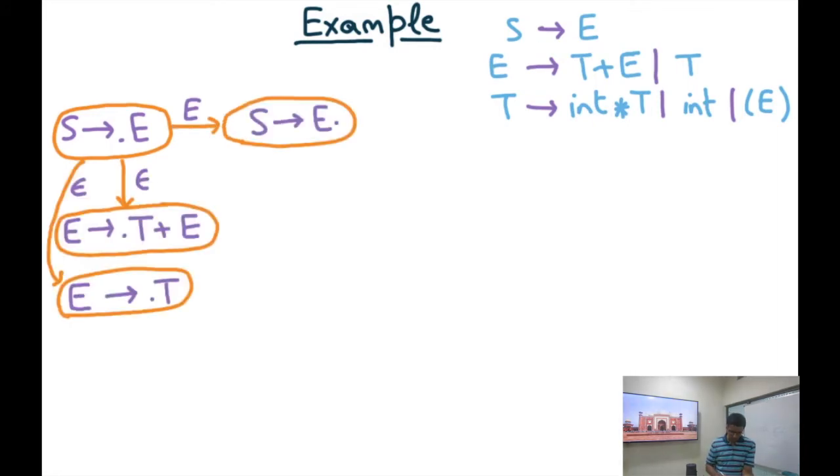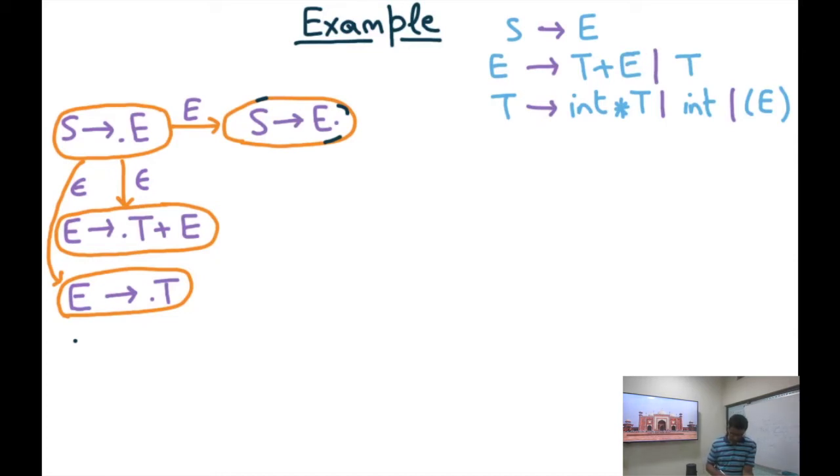So here are two types of transitions. One is consuming E and producing S, and ending up in this state, S produces E with dot on the right of E, and the other transitions are epsilon transitions to the productions of E. So the two productions of E are E produces T plus E and E produces T, and here the dot is on the leftmost side.